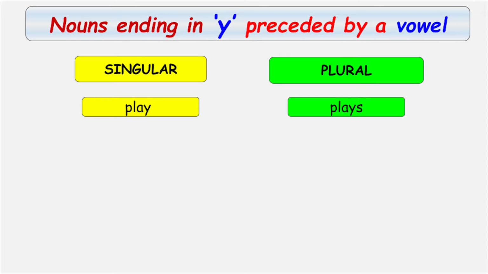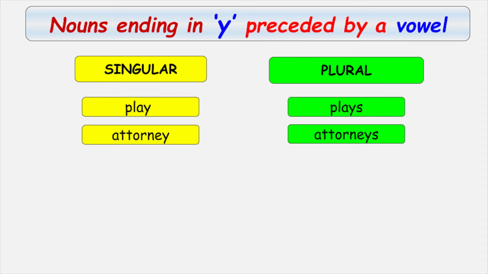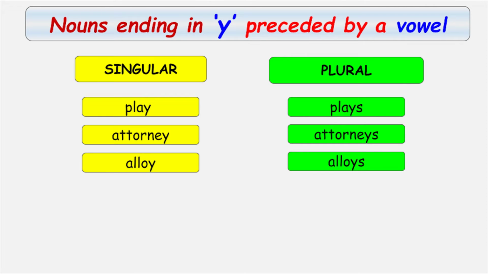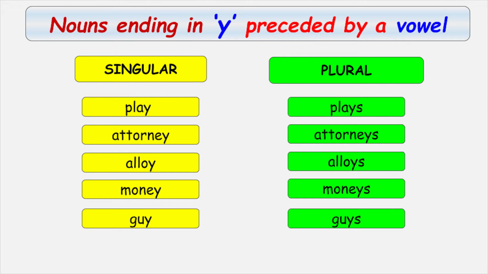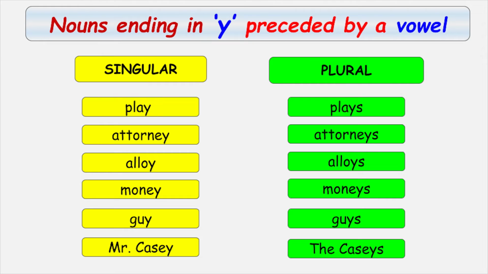Play, plays. Attorney, attorneys. Alloy, alloys. Money, monies. Guy, guys. Mr. Casey, the Caseys. In these examples, we have used all the vowels of the English alphabet except the letter I.